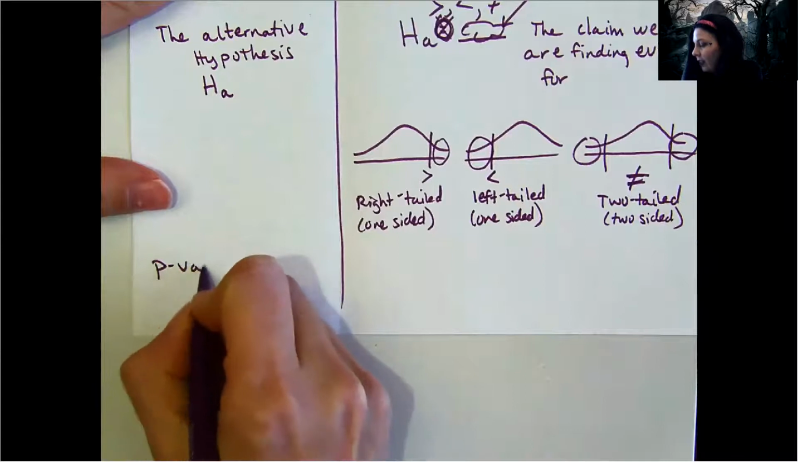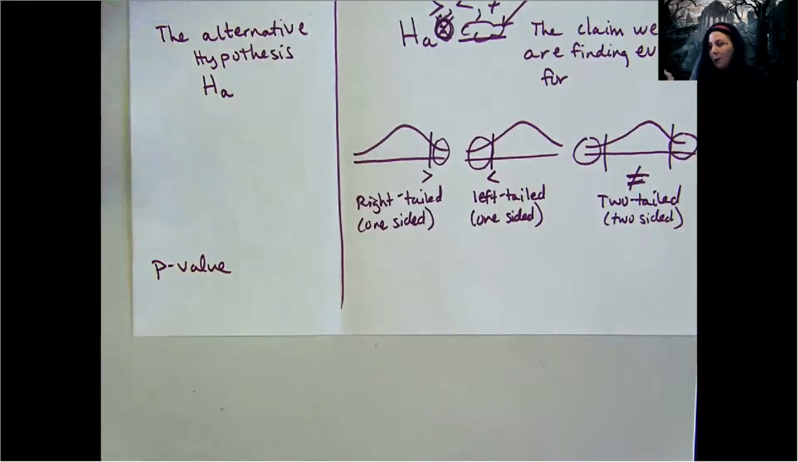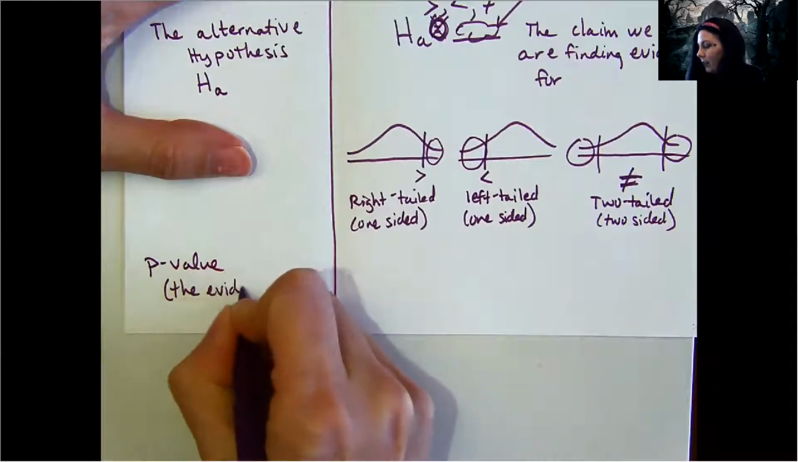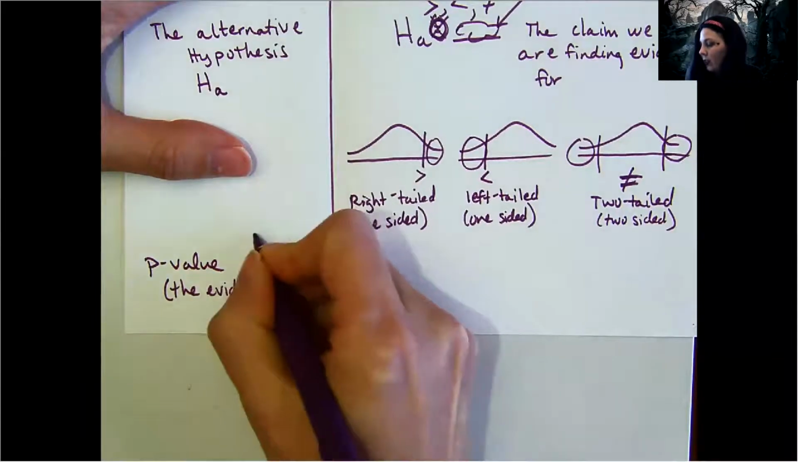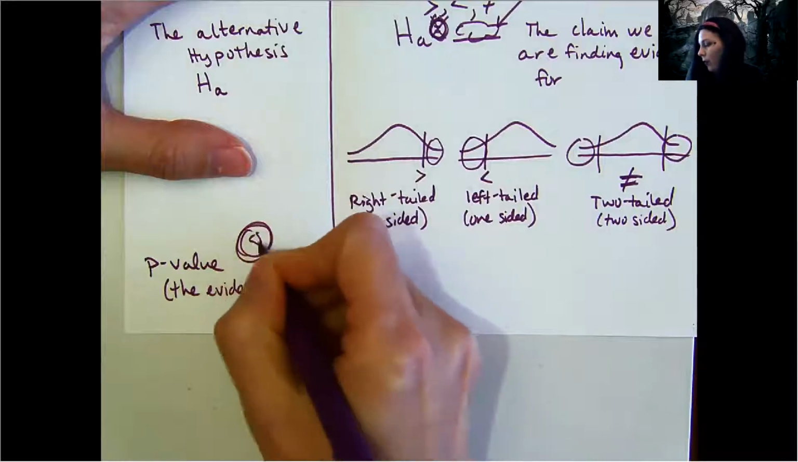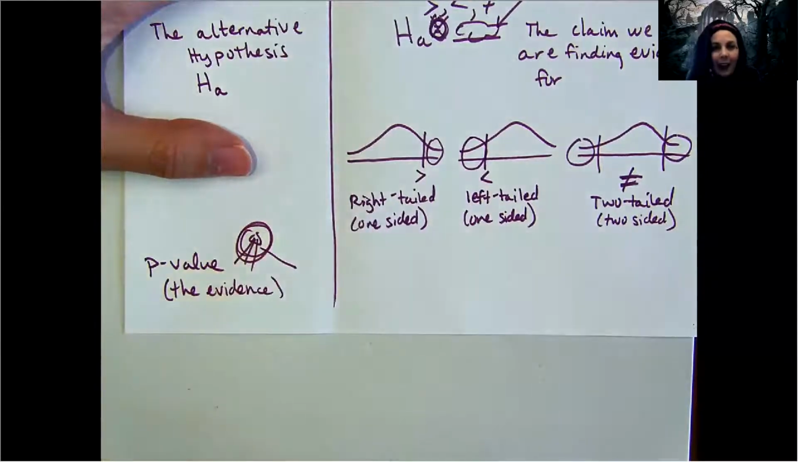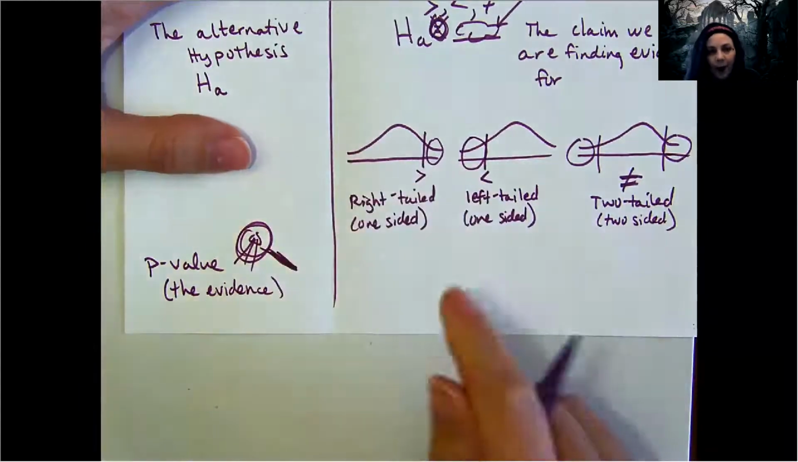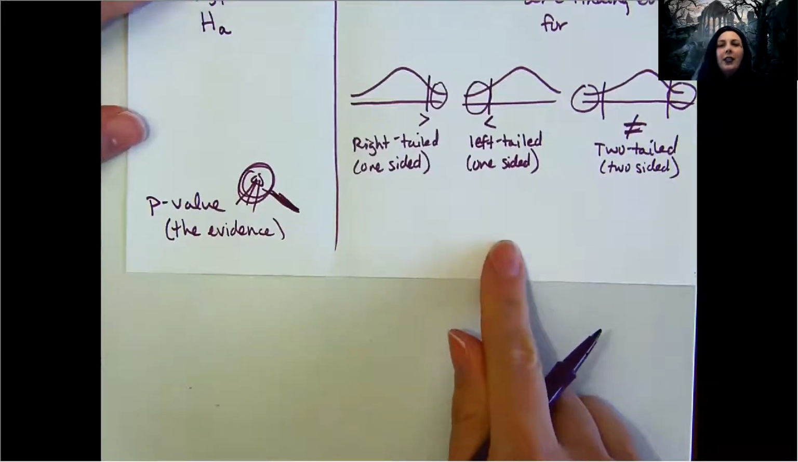So I can fit the last thing on this page before I grab a new one. P-value. This is the evidence. All right, so this is what we are looking for underneath our little magnifying glass there, right? The evidence. All right. So what is the p-value?